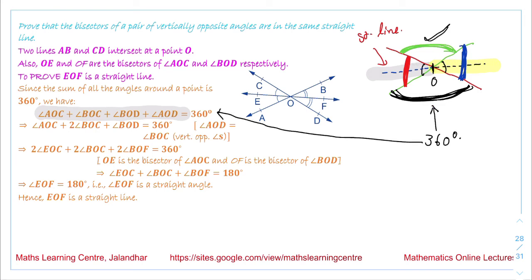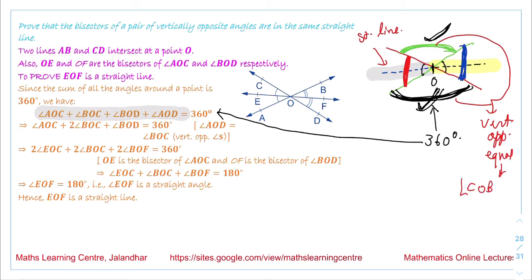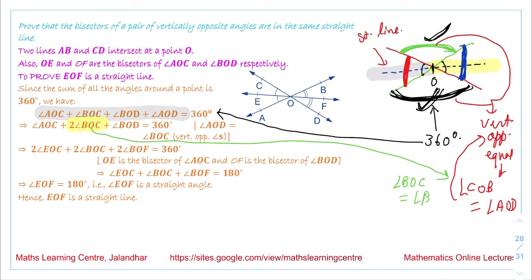These two angles are vertically opposite, so they are equal. Angle COB is equal to angle AOD, because these are vertically opposite angles. So we are writing this as 2 times BOC. Why? Because angle BOC is equal to angle AOD.